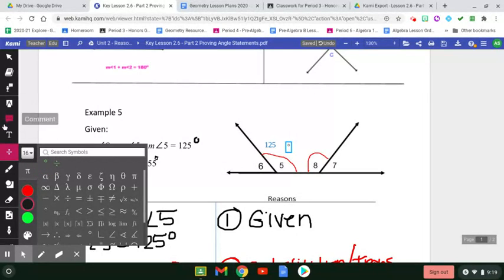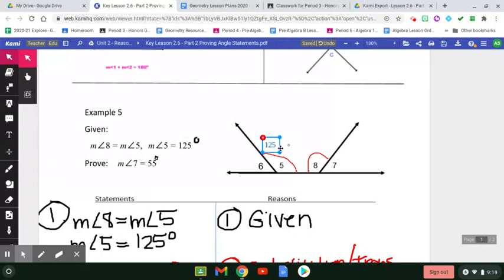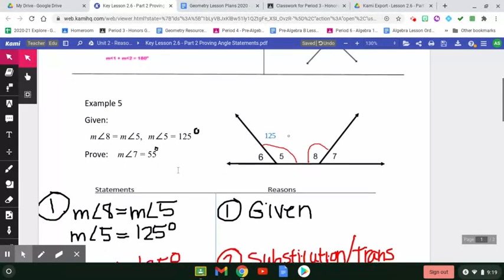There it is. All right, so it's 125 degrees. I'm still working on trying to get that together. All right, so here's what I know.